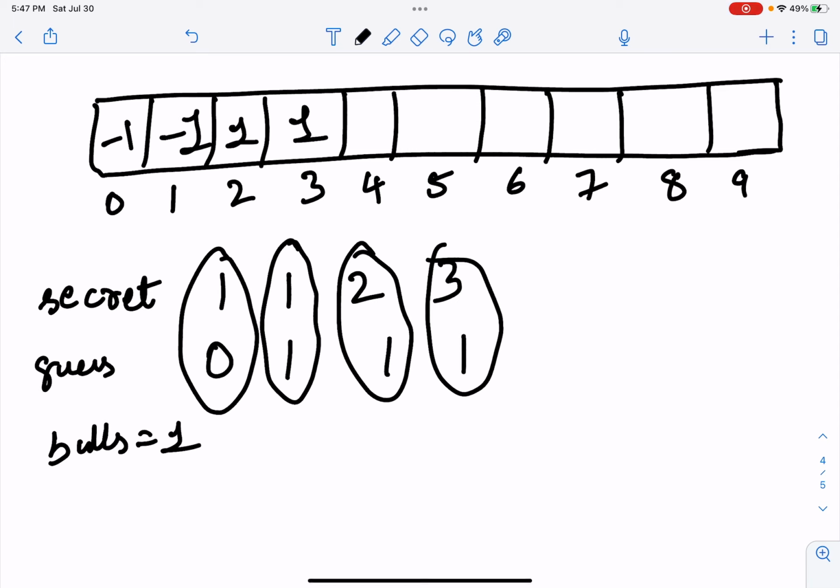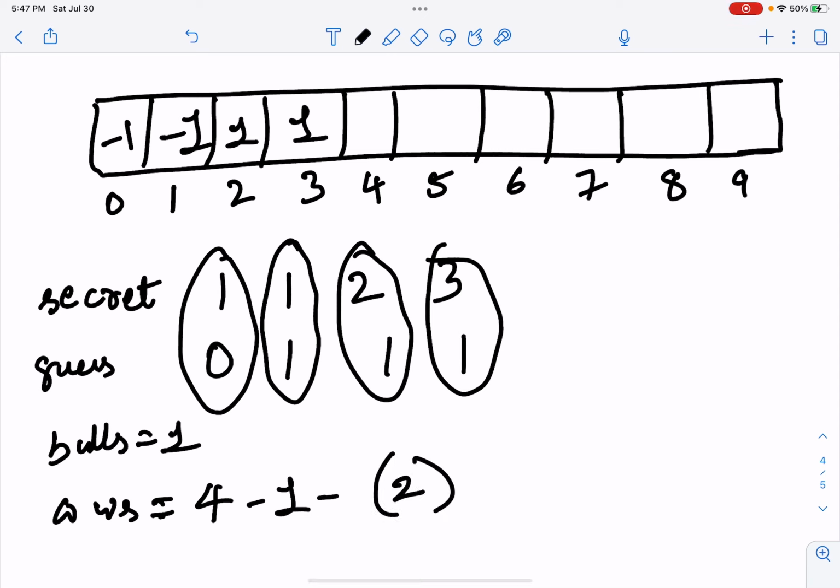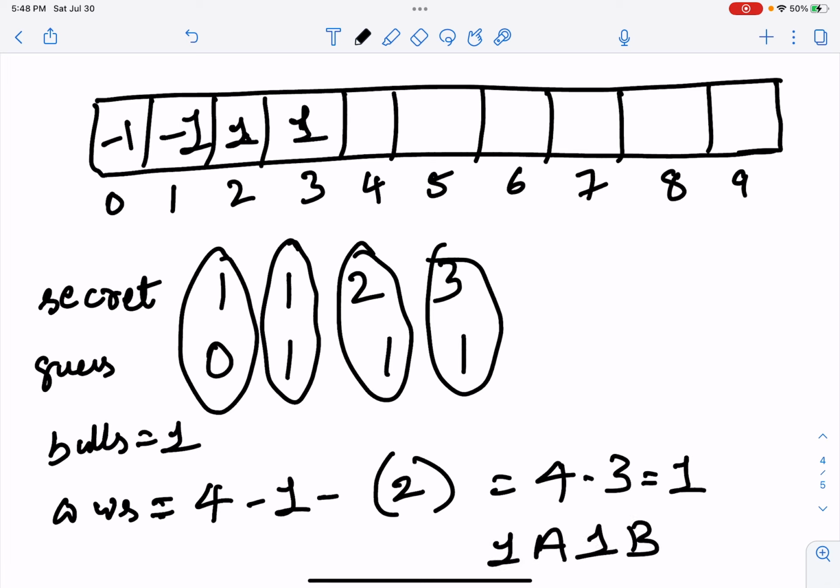Okay, now to determine cows, we take the length of secret, which is 4, minus the total number of bulls, which is 1, minus the sum of positive values in the frequency array, which is 2 plus 1, so 3. So that is 4 minus 1 minus 3, which is equal to 0... so the answer would be 1A1B. So this is the expected answer.